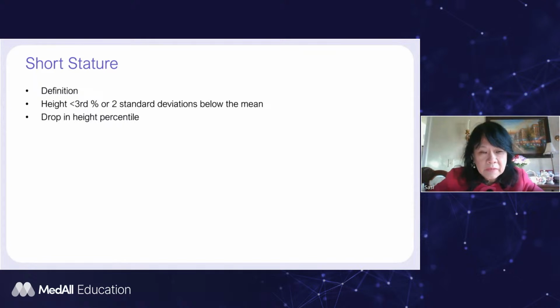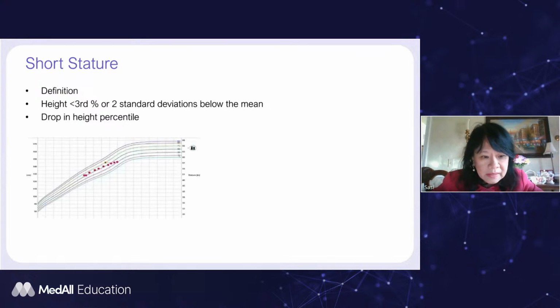Short stature is defined as a height below the 3rd percentile or more than 2 standard deviations below the mean. A significant drop in height percentile can also be concerning, even if the child remains above the 3rd percentile. Looking at this growth chart, we see a patient whose height initially followed the 50th percentile, but gradually declined to the 25th percentile. The downward shift suggests a potential growth problem that warrants further evaluation.